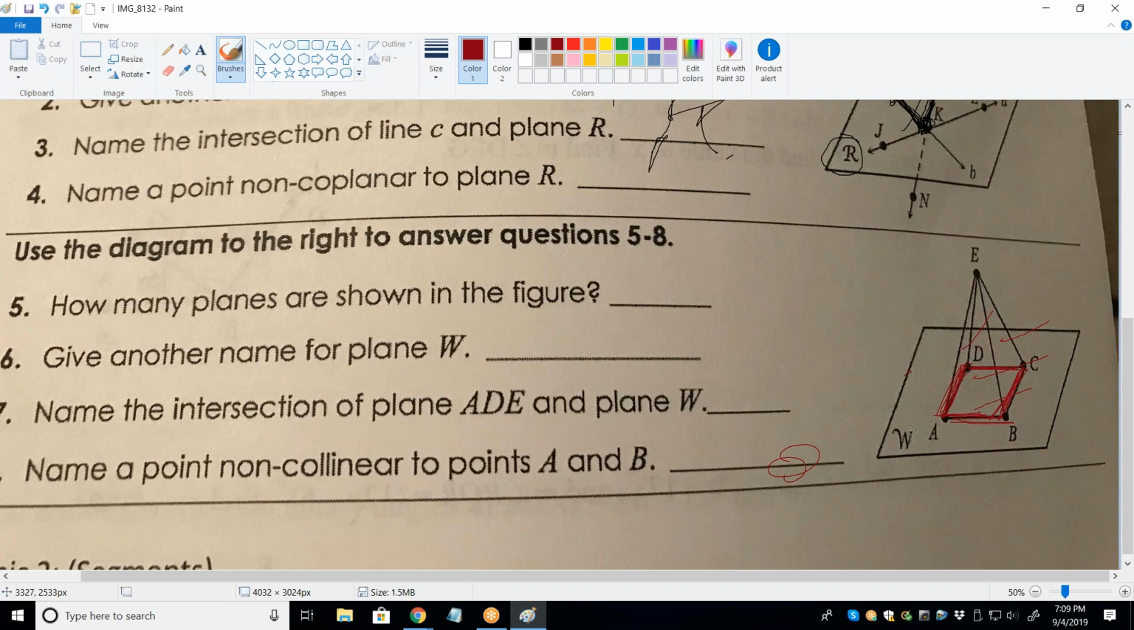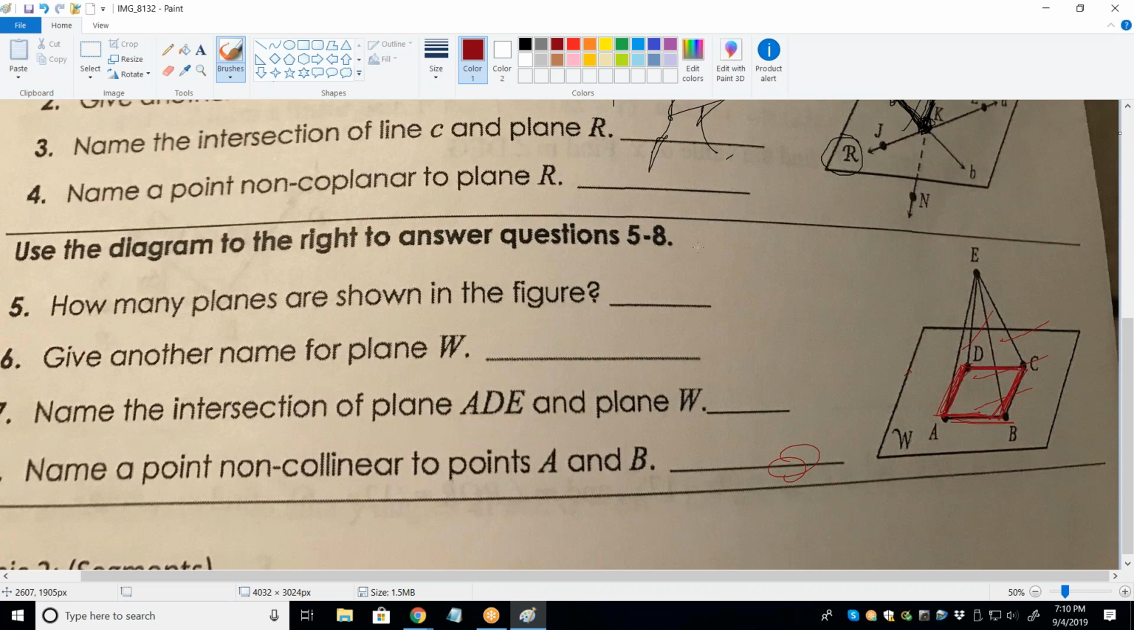Give another name for plane W. I don't know. A, B, or... Well, let's think of planes the same way we think of lines. I think that's the only answer I can even think of. So if we talk about the plane ADCB, that's the same plane as W.